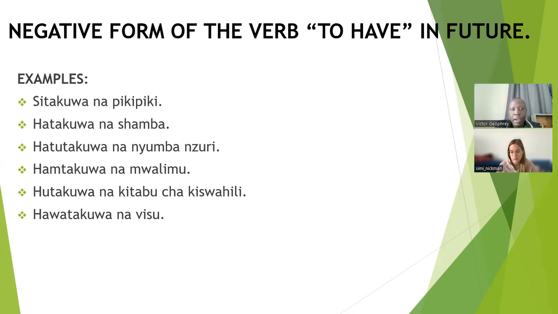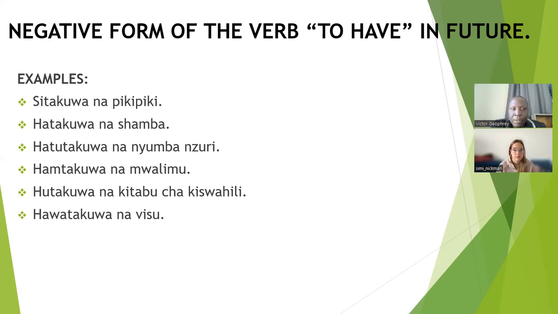The negative of tu is hatu. The negative of u is hu. The negative of wa is hawa. So you put the negative marker, connect with the tense marker, then you put the verb to have. So if it is nitakuwa na pikipiki, it changes to sitakuwa na pikipiki.